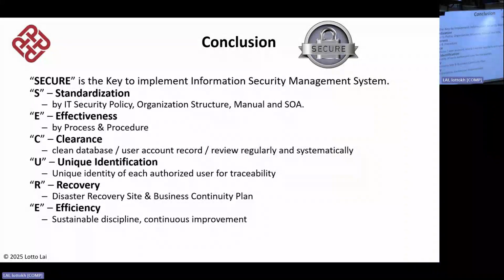Effectiveness and efficiency come from the quality management system. And that is another key for information security.